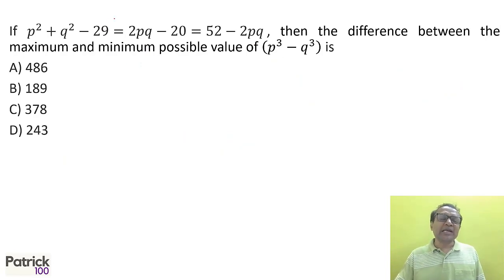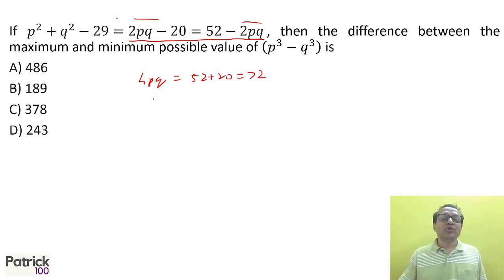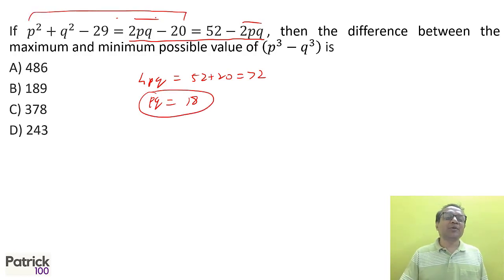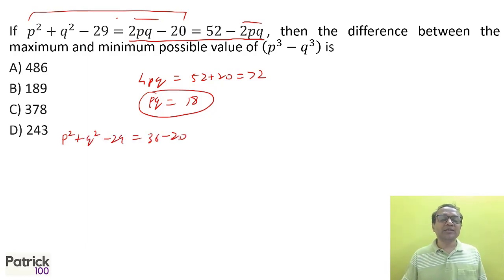So here, technically, you have to solve equations. First take these two equations. This is 2PQ and 2PQ. Solve this, so bring it together. 4PQ is equal to 52 plus 20, which is 72. So you get PQ is equal to 18. Then solve this part, once you get PQ as 18. P square plus Q square minus 29 is equal to 36 minus 20, which is 16. So P square plus Q square is equal to 16 plus 29, which is 45.